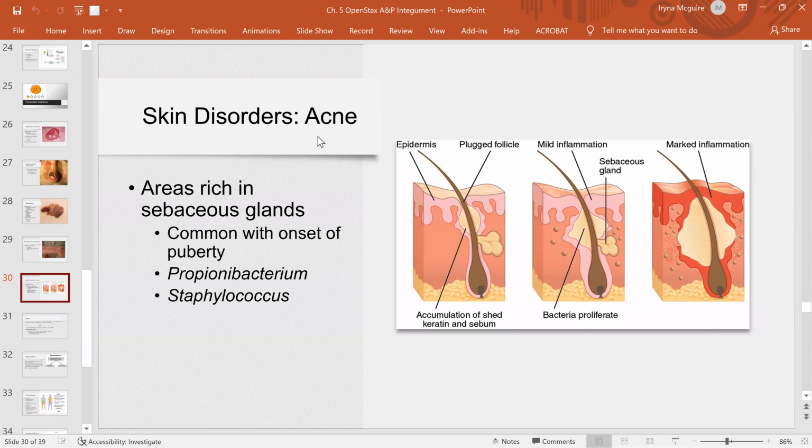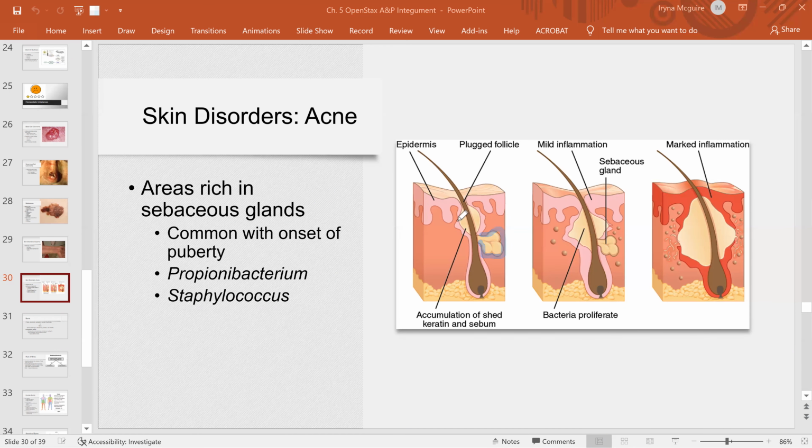Acne, everybody is familiar with this disorder. Acne develops in areas rich in sebaceous glands, and sebaceous glands are oil glands, common with onset of puberty. And actually, it's a bacterial infection of your skin. Staphylococcus, one of them. So if you see here, that's a skin and a hair follicle, right? And this gland over here, this is the oil or sebaceous gland.